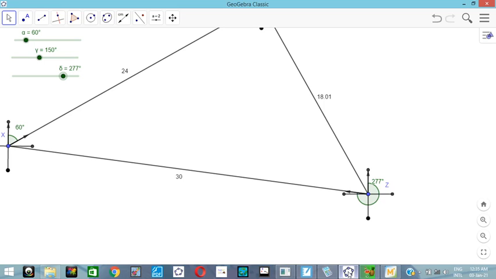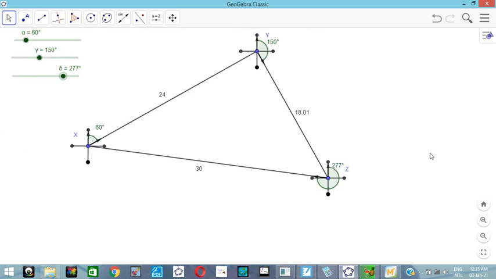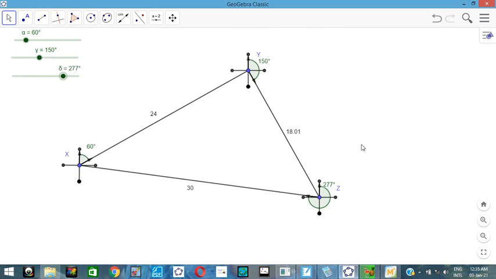So this is all. I think you understand everything I just did. So you can use your scale to do this if you don't want to calculate with your cosine rule.